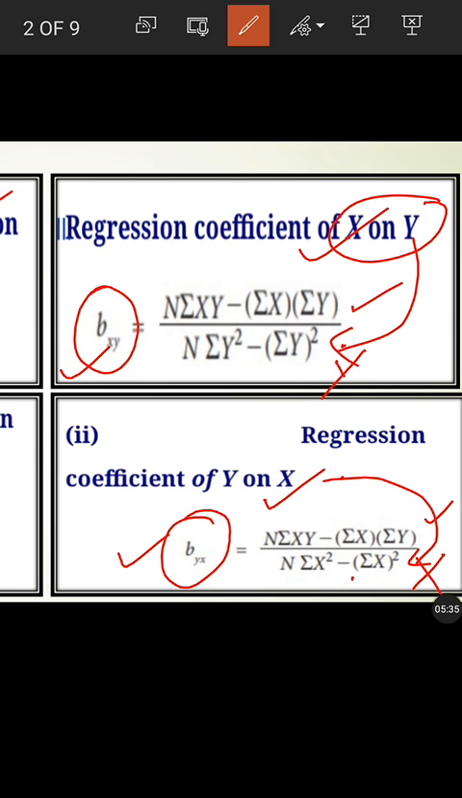X on y na y related அது எல்லாமே denominatorல வரும். இதே y on x அப்படின்னு வரும்பொழுது denominatorல எல்லாமே x related இருக்கும். So the formula is n into summation xy minus summation x into summation y, divided by n into summation y square minus summation y the whole square. Okay.